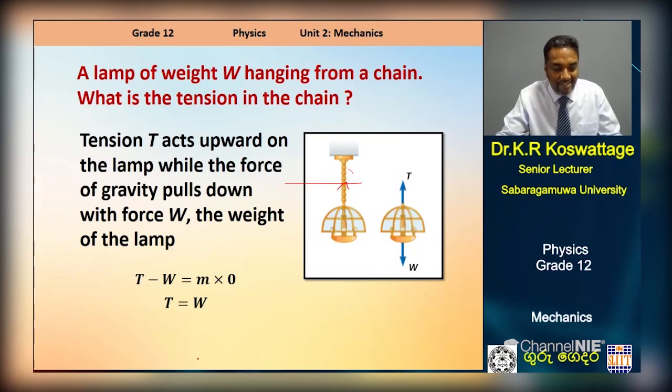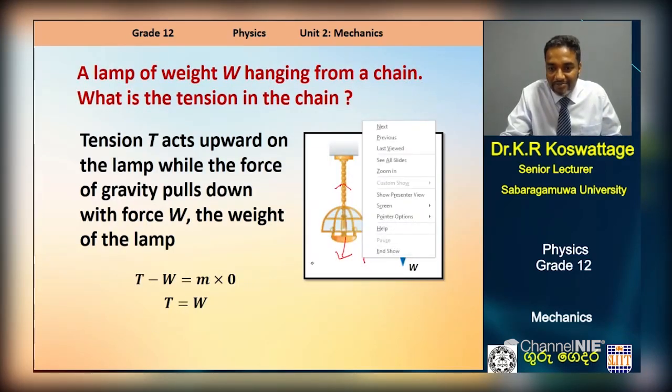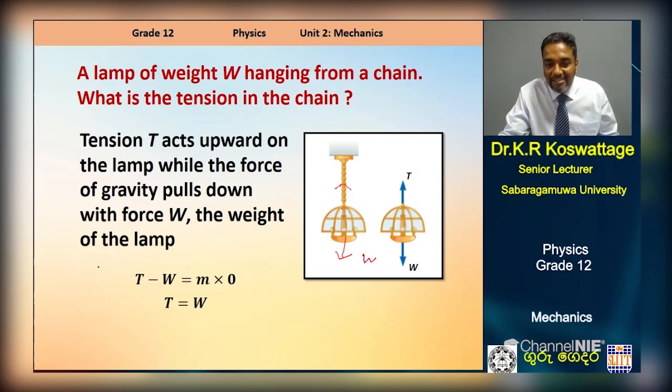So here you have a tension, and you can mark the tension, which is T. Tension T acts upward on the lamp, while the gravitational force, or we can say gravity, pulls the mass downwards, right? Then we can write F equals ma here.